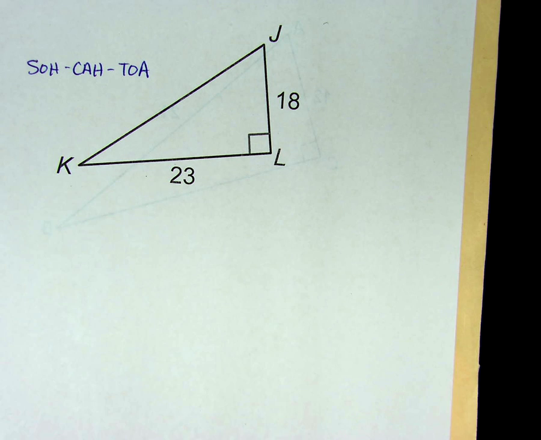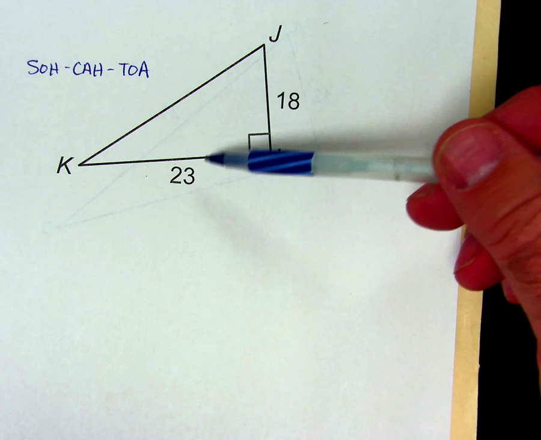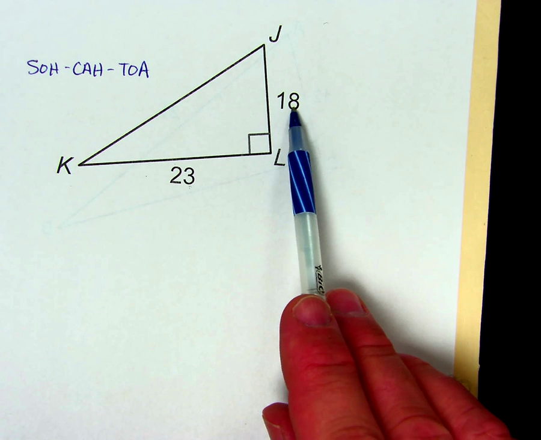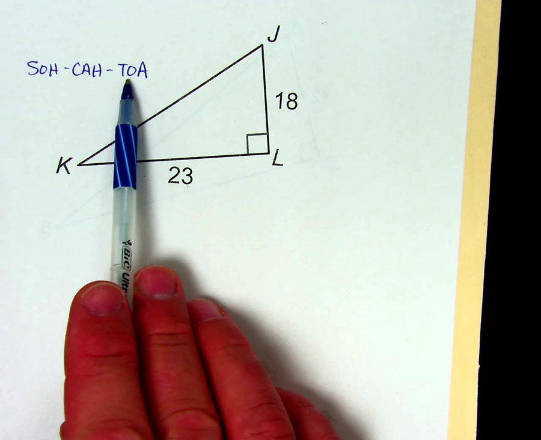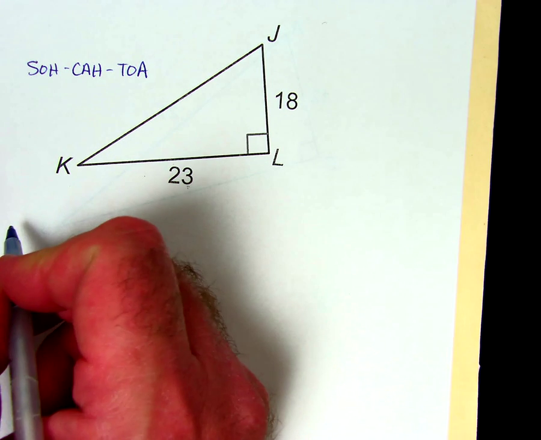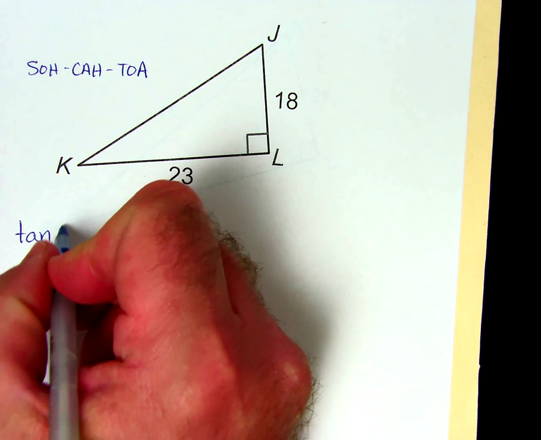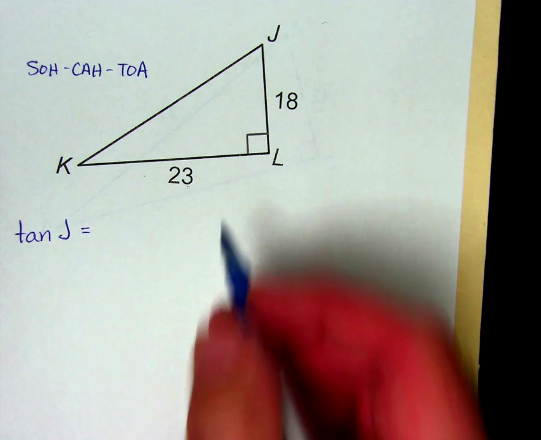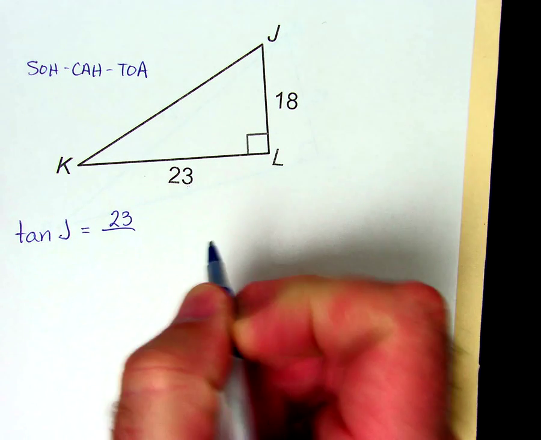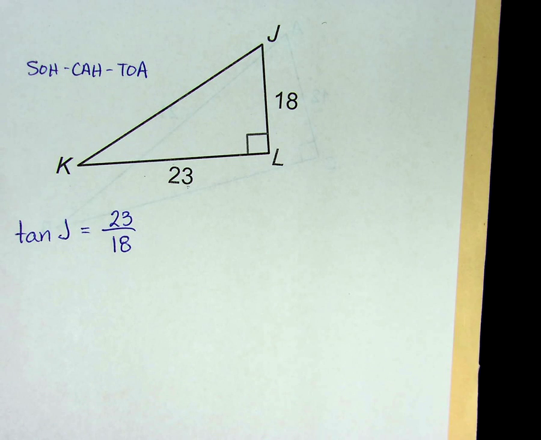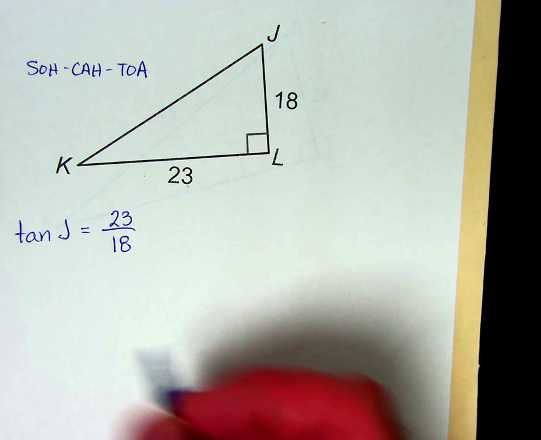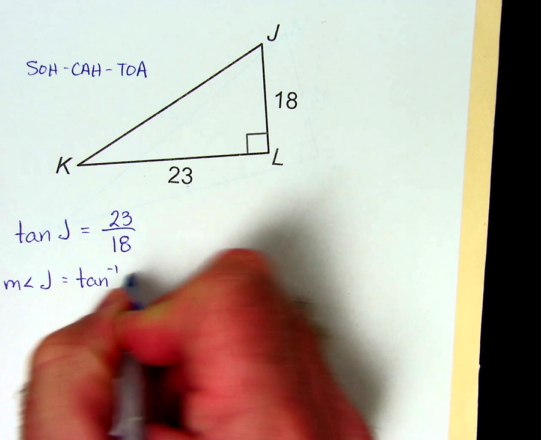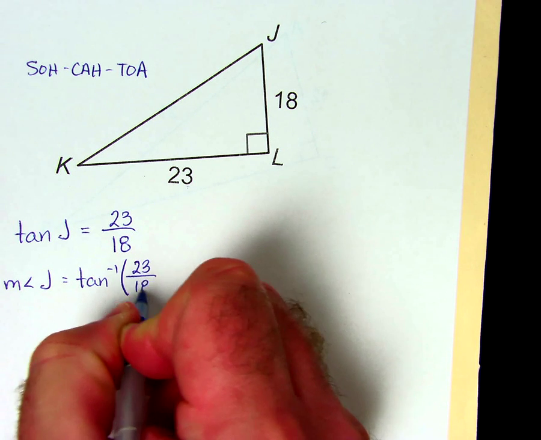So let's suppose I want to find the measure of angle J. Here I have the two legs. 23 is the opposite leg for angle J. 18 is the adjacent leg. Opposite adjacent, that's the tangent. So my equation would be the tangent of angle J, and I don't put the angle in when I'm writing the trig function here, is opposite leg divided by adjacent leg length. So solving for the measure of angle J, it would equal the inverse tangent of 23/18.